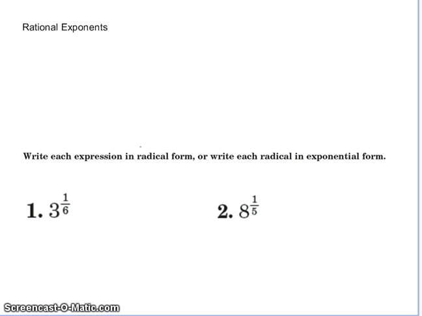Today we're going to take some notes on rational exponents, and so you need to go ahead and get out your notes. I'll give you just a few seconds to do that.